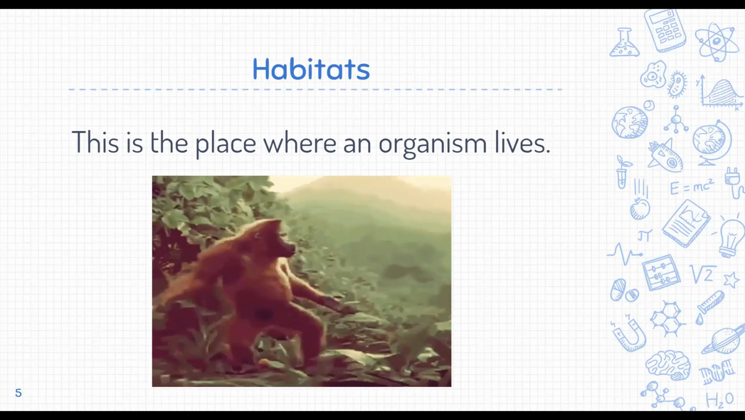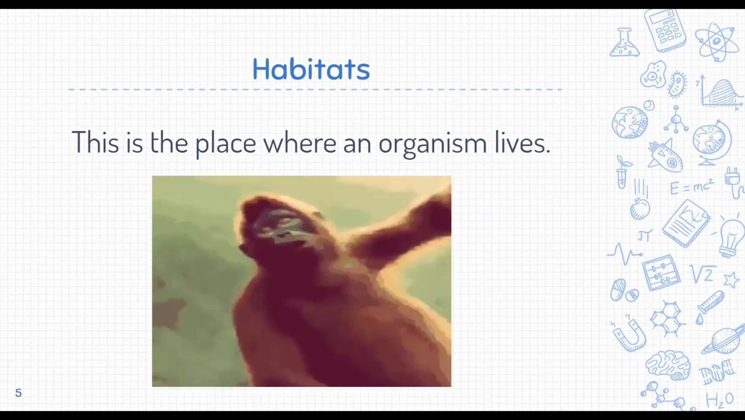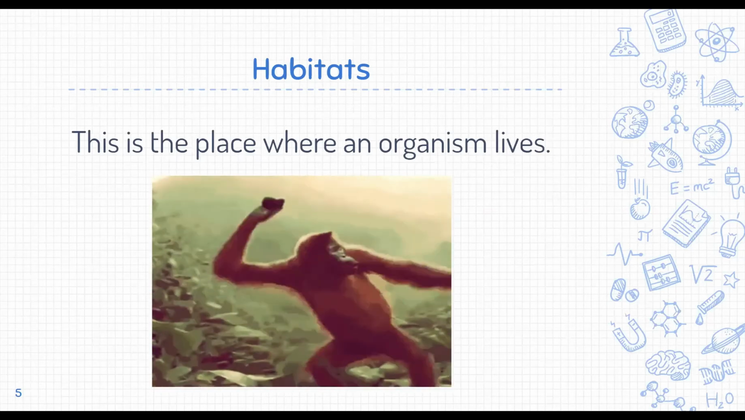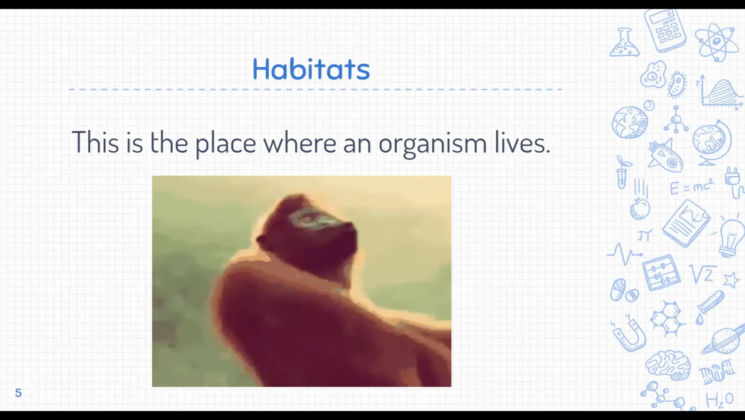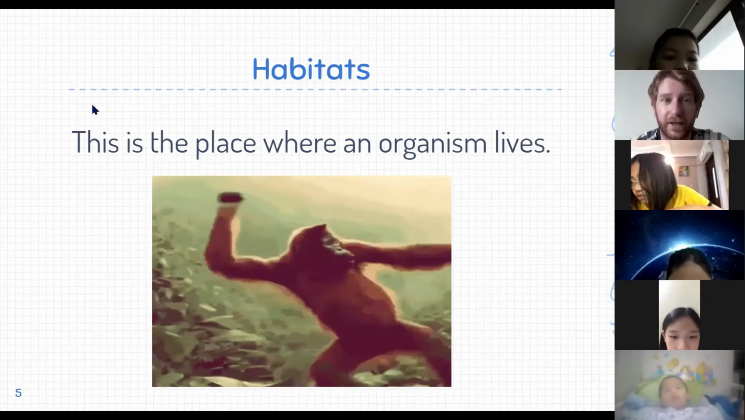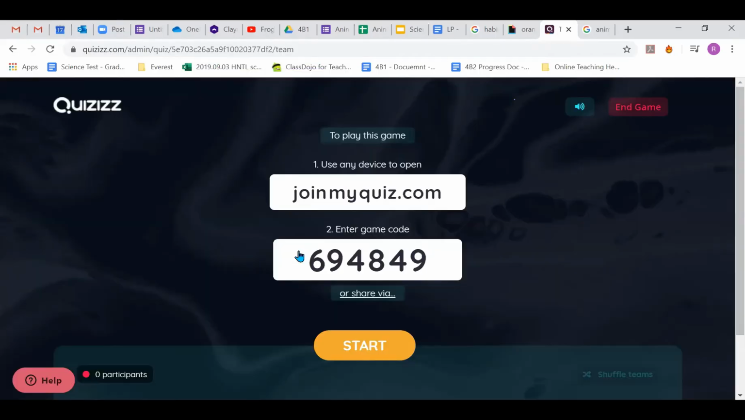So ecosystem is all living things in an environment. An environment is living things plus non-living things together. A habitat is the place where an organism lives. Okay, does that make sense? I really hope so. Let's try a quiz.